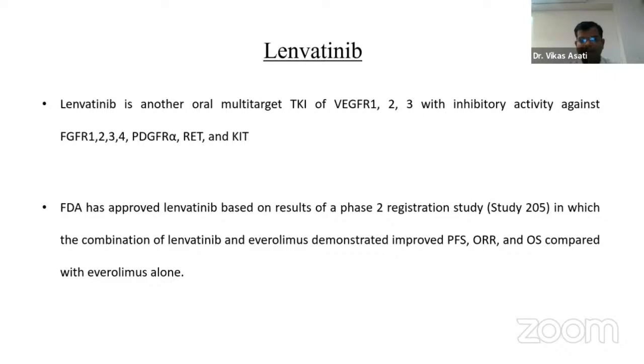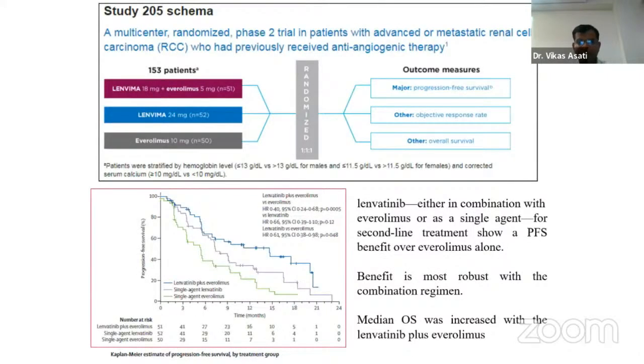So after the 3 drugs, now the 4th drug is lenvatinib. Again, it is a multi-kinase inhibitor. And the US FDA approved lenvatinib based on the phase 2 trial, Study 205, in which the combination of lenvatinib plus everolimus demonstrated a significant increase in PFS, response rate, and also OS as compared to everolimus alone. This is the treatment schema. There were 3 arms in this trial: everolimus 10 milligram, lenvatinib 24 milligram, and the combination arm, where the dose of lenvatinib was 18 milligram plus the dose of everolimus was 5 milligram.